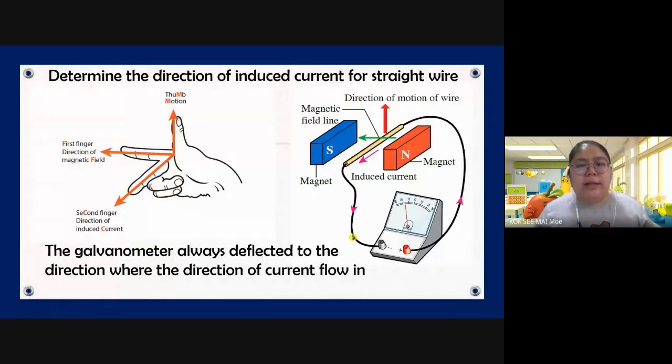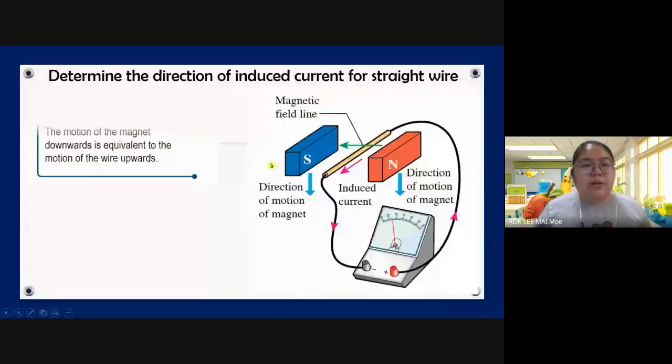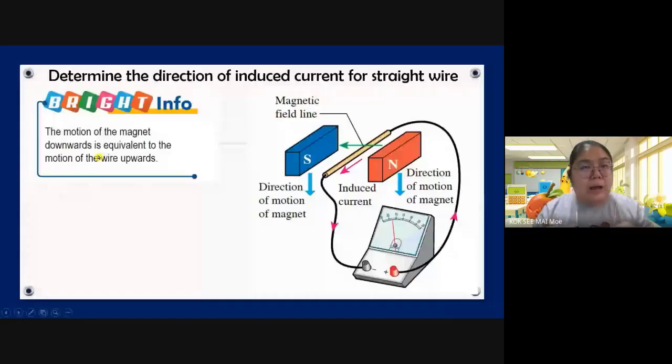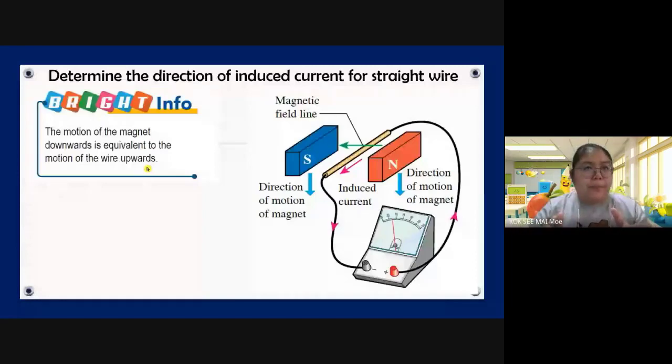Okay, now second situation. The second situation is the conductor doesn't move. I move the magnet down. So from here, they tell you the motion of the magnet goes downwards. What's the meaning? It's equivalent to the motion of the wire moving upwards. That means the field from the permanent magnet, now you move your permanent magnet. So you move your permanent magnet down, that means the conductor is up. Just like the conductor wants to cut the magnetic field going up.